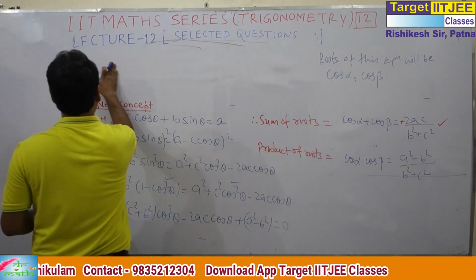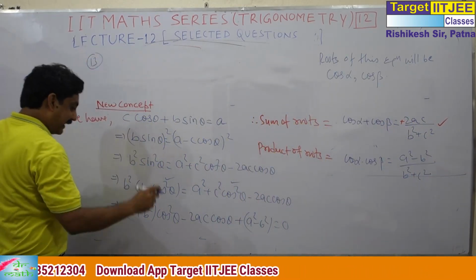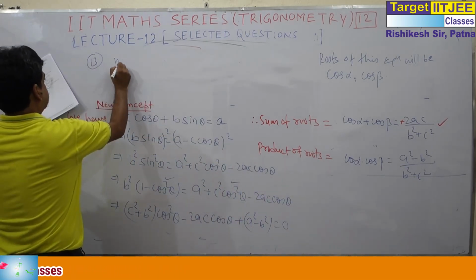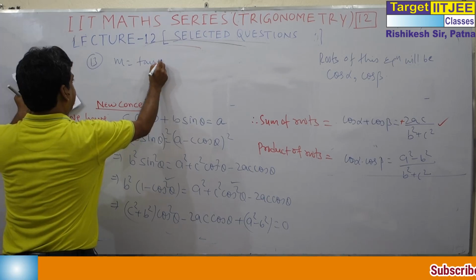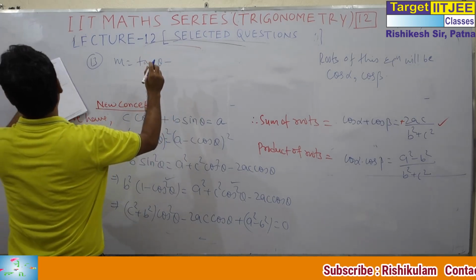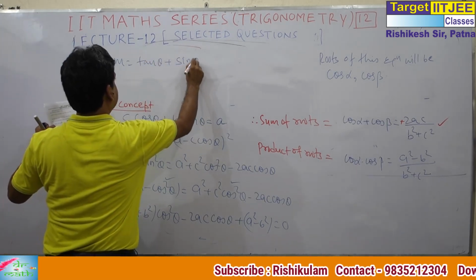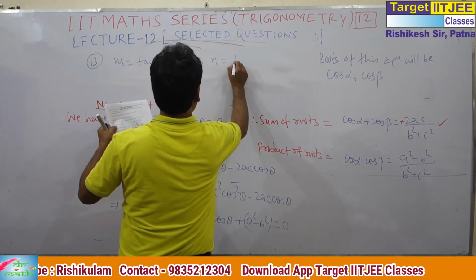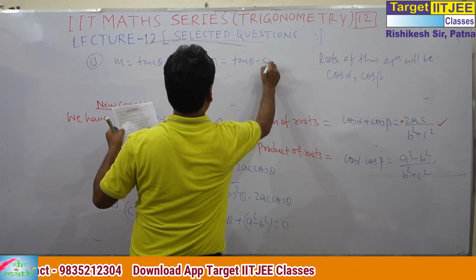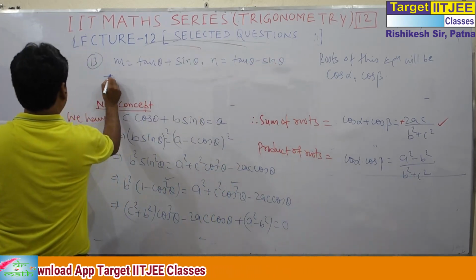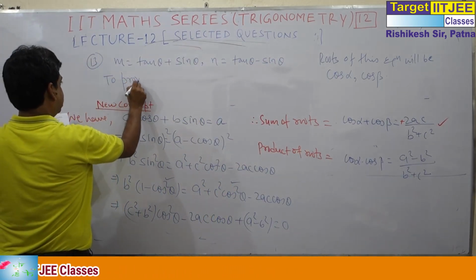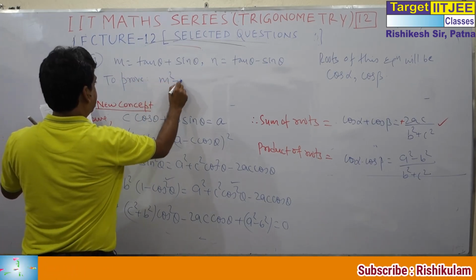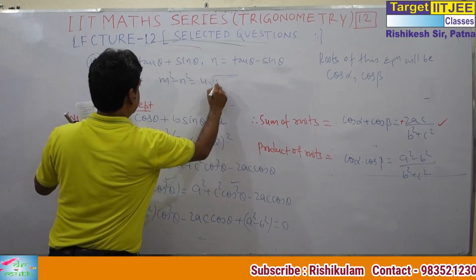Question number 13, that I will not do. M is equal to tan theta plus sin theta, n is equal to tan theta minus sin theta. To prove m square minus n square is equal to 4 root mn.